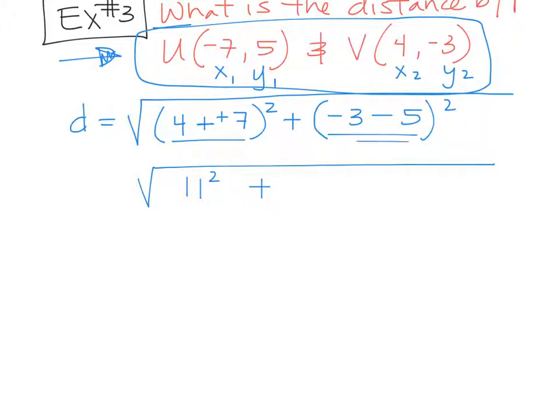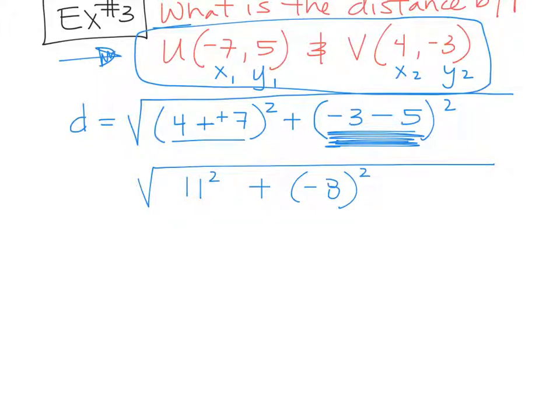plus, what's negative 3 minus 5? So 11 squared is 11 times 11, right? Yep. What's negative 3 minus 5? Negative 8. Okay, now here's another place you need to be careful. It's negative 8 squared. Put parentheses around that, because what is negative 8 squared? Is it going to be a positive or a negative?